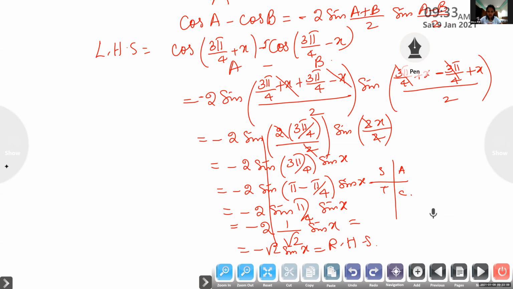Now our aim is to find the value of sine 3 pi by 4. We can calculate this as pi minus pi by 4, sine of 180 minus theta. Sine of 180 minus theta is sine theta. So you'll get minus 2 sine pi by 4 into sine x. What is sine pi by 4? It is 1 by root 2. Is it correct? 2 we can write as root 2 into root 2, then simplify, and you'll get the answer.